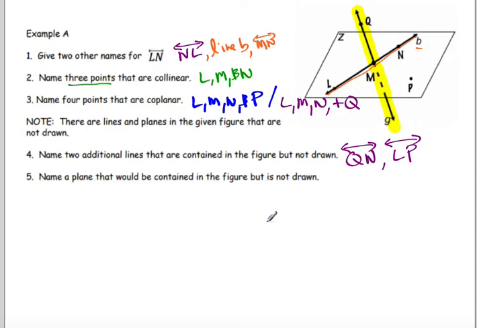Number 5, name a plane that would be contained in the figure but it's not drawn. That's this plane that's going up and down. We're going to pick 3 points in that plane to use to name it. And those points that we're naming it with cannot line up, because if they were like L, M, and N, L, M, and N are also in plane Z. So we cannot use those that line up. We need something like LMQ, MNQ, LQN. Anything like that would work. So I'm just going to give one example, LQN.